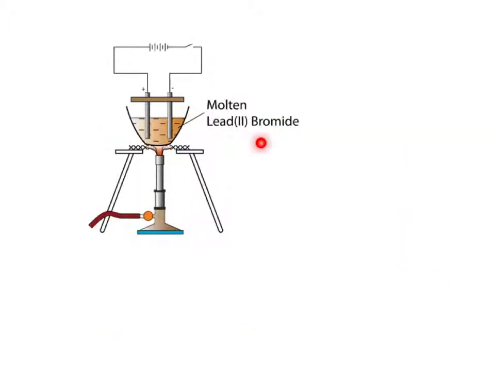Electrolysis can be demonstrated in the lab with a low melting point substance like lead bromide. Lead bromide is made from Pb2+ ions and 2 Br- ions. The Pb2+ ions are going to be attracted to the negative electrode. That's the cathode. And the reverse will happen with the bromide ions, which are going to go to the anode over here.